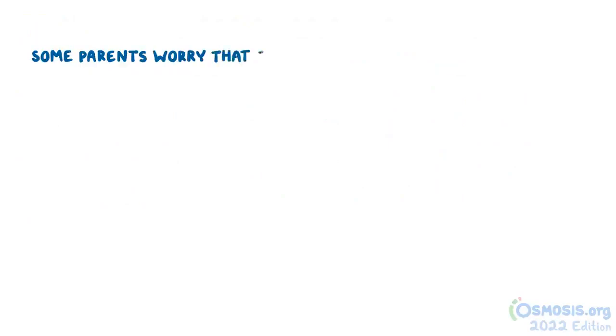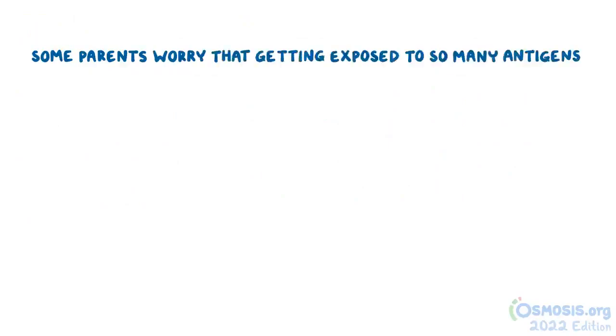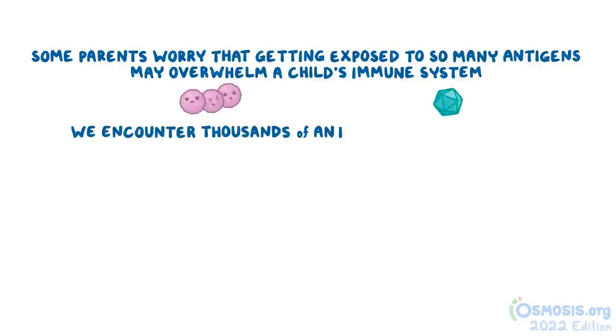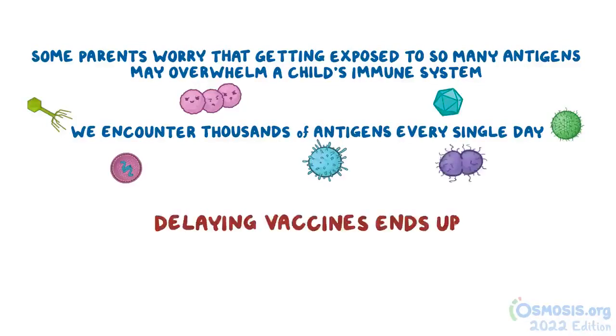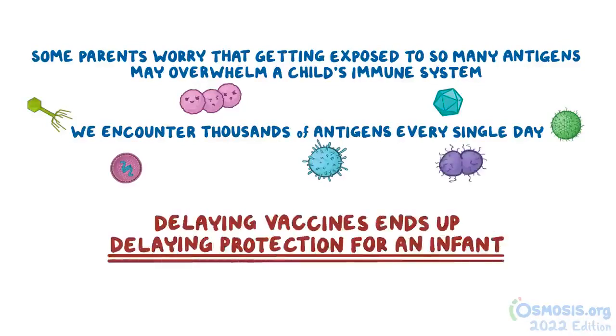Some parents are worried, though, that getting exposed to so many antigens at the same time might overwhelm a child's immune system. But we literally encounter thousands of antigens every single day, and our immune system is perfectly capable of fighting them off. Delaying vaccines ends up delaying protection for an infant.